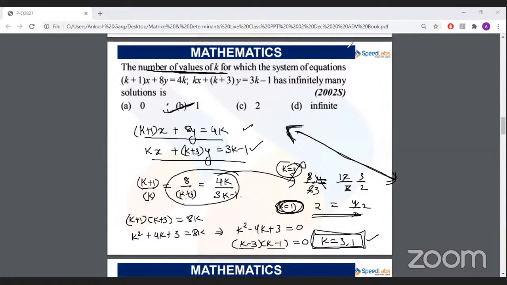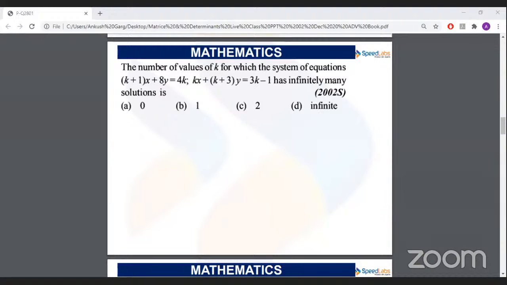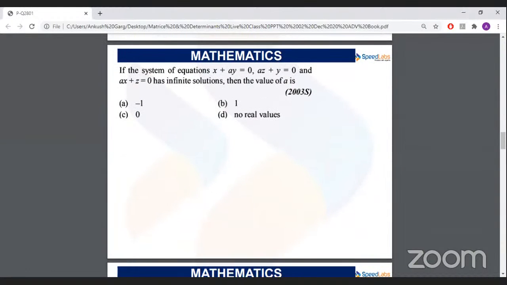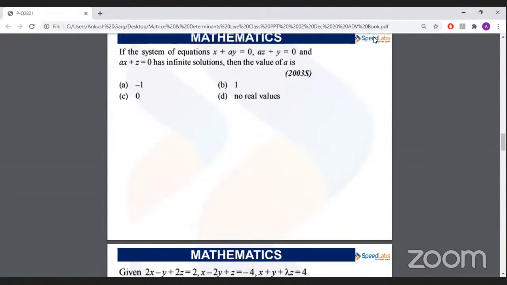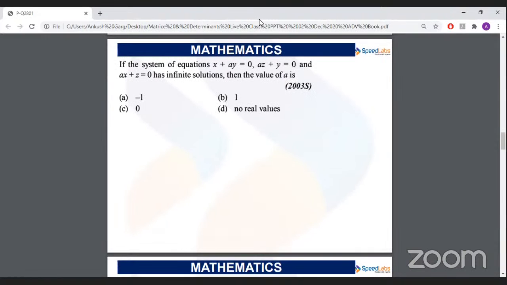Any doubt on this? Okay, let's see the next question. Okay, so this is the next question. Solve this question, everyone.